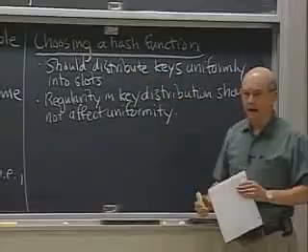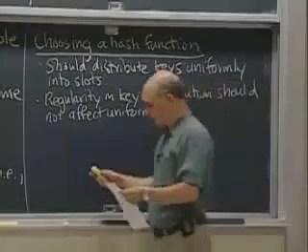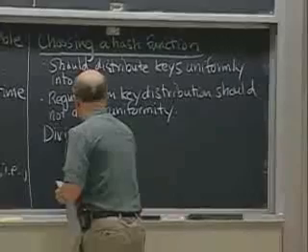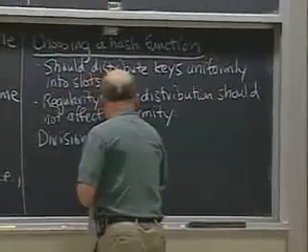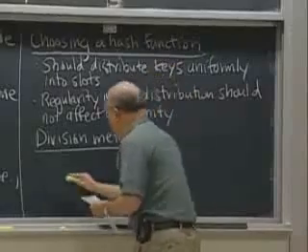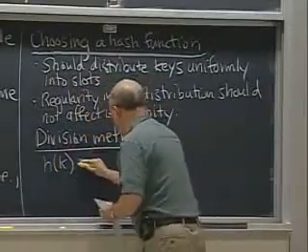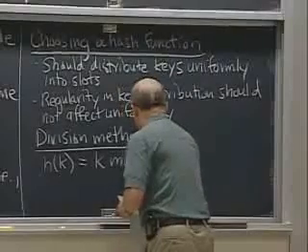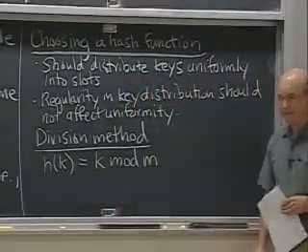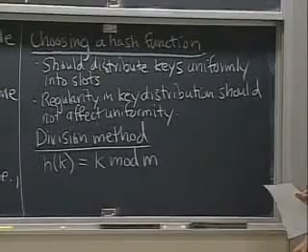So probably the most popular method that's used just for a quick hash function is what's called the division method. The idea here is that you simply let h of k for a key equal k modulo m, where m is the number of slots in your table.